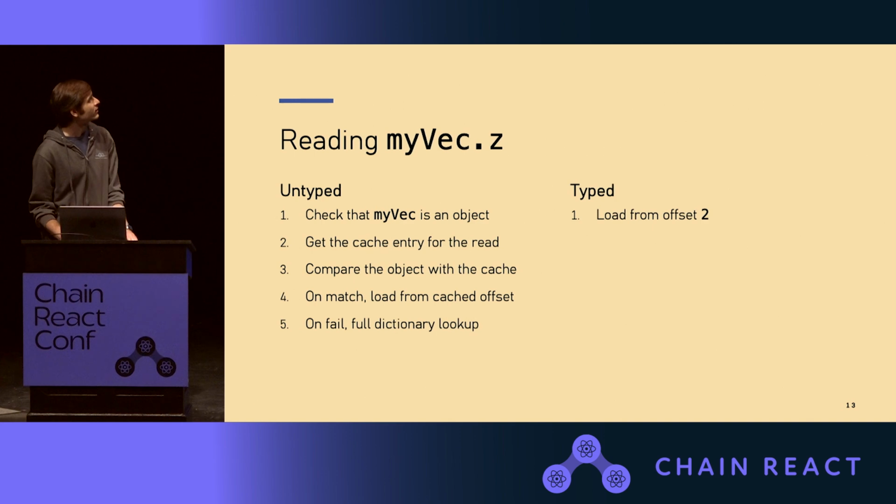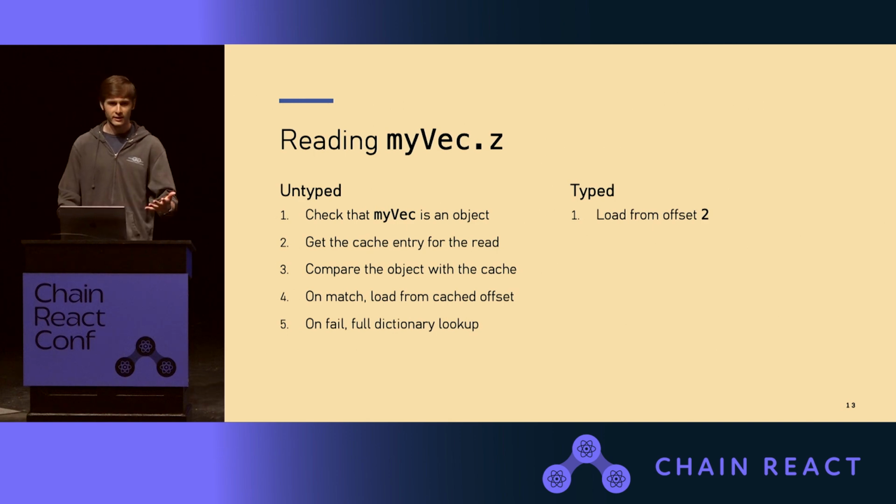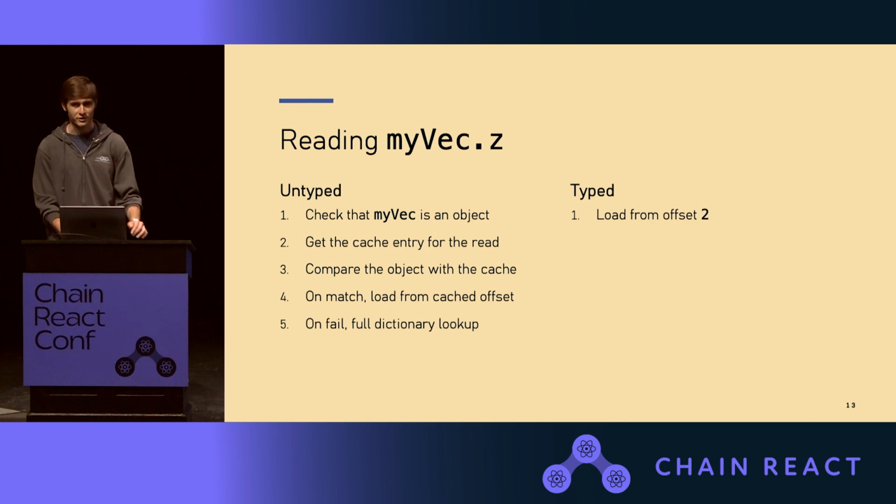With typed code, this is almost comically shorter. The compiler knows ahead of time exactly where the z property is. It knows the layout of the object, and it knows that myvec is an instance of the vector. So it simply loads from the offset 2. This is just a single assembly instruction.